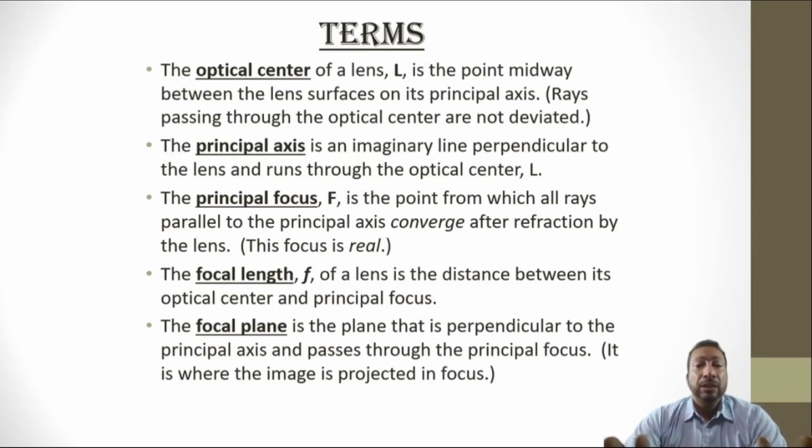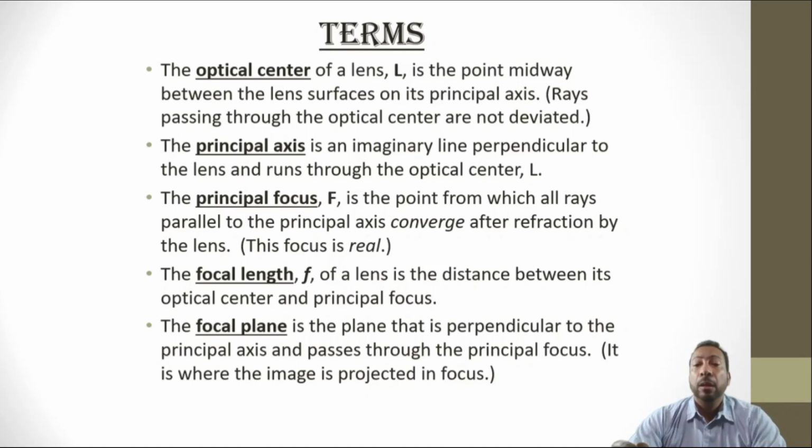Whenever light passes through a lens, because it is made out of glass and because of its curvature, it will change direction, except for if it passes through the optical center. That is the only point where a ray will pass through a lens and continue in a straight line. The principal axis is an imaginary line perpendicular to the lens, and it runs through the optical center.